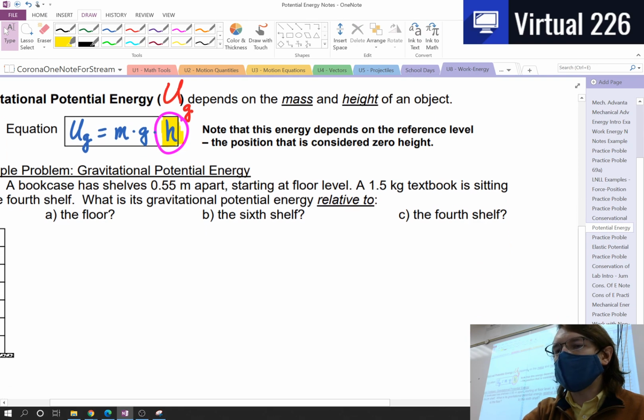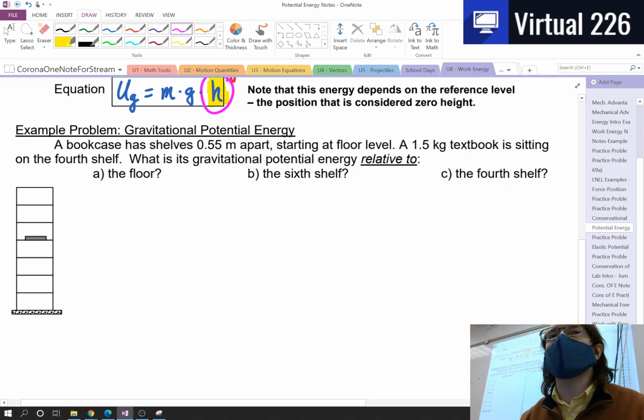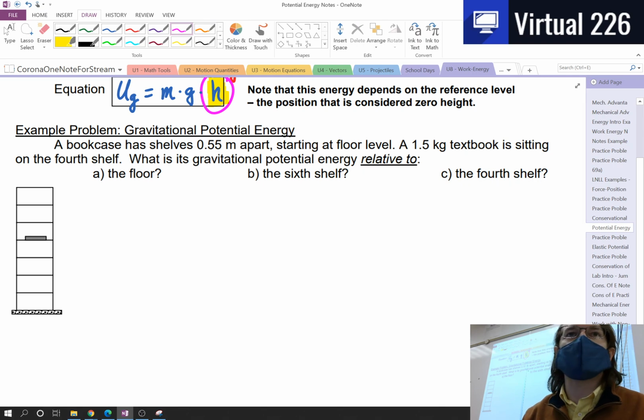In this example for gravitational potential energy, we have a bookshelf here. And speaking of bookshelves, the greatest bookshelf, in my opinion, is what is known as the IKEA Billy bookshelf. Since 1979, they have sold so many of these that they've equated it to about one bookshelf sold every 5 seconds worldwide, which is another bookshelf sold.